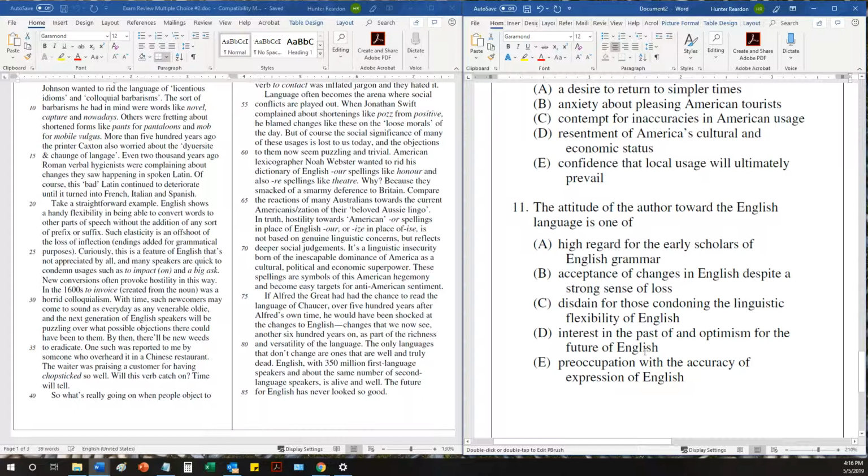The phrase, "the future of English has never looked so good," makes answer choice D, interest in the past of and optimism for the future of English, the most obvious choice for the author's attitude toward the English language.